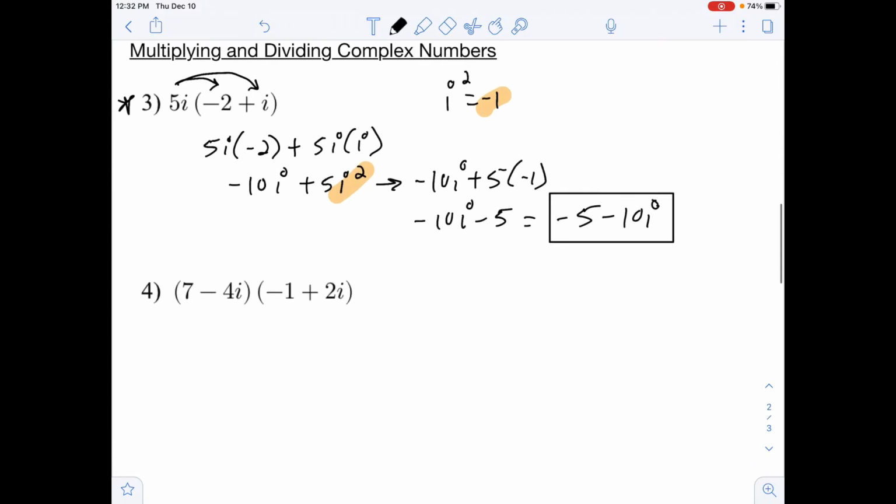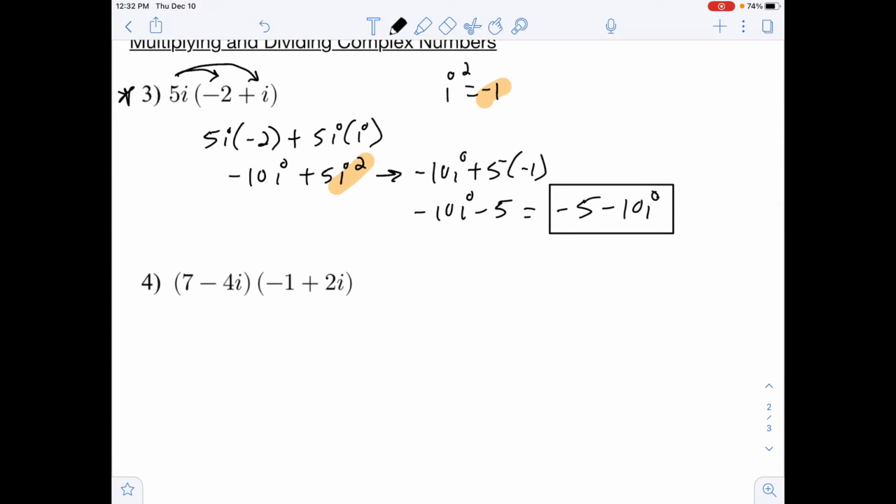So then looking at number 4, we can see this looks like a binomial. Well, it is a binomial times a binomial, and you're thinking it's very similar to saying something like x plus 2 times x minus 3. And that's exactly what we're going to do. Some students say FOIL. I always say distributive property. We're going to multiply 7 times negative 1, 7 times the 2i, and then negative 4i times negative 1, and then so on here. So when I do that, 7 times negative 1 is negative 7. And then 7 times the 2i is plus 14i.